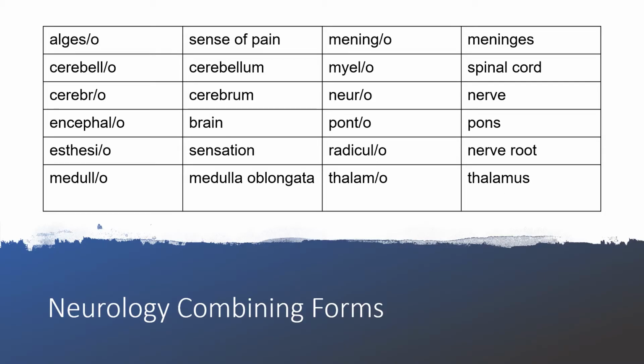Here are some neurology combining forms that you will need to know. Algio refers to a sense of pain. Cerebello, cerebellum; cerebro, cerebrum; encephalo, the brain; esthesio, sensation; medullo refers to the medulla oblongata; meningo refers to meninges; myelo, spinal cord; neuro, nerve; ponto, pons; radiculo, nerve root; and thalamo refers to the thalamus.